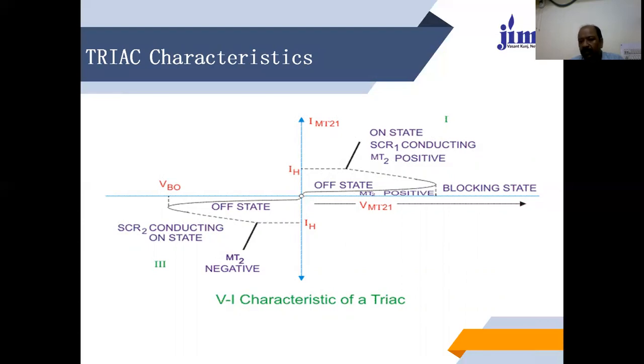But in the case of the triac, it can operate either in the positive half direction or in the negative half direction. The characteristics will be the same. There is an off state. Below this, the device is turned off, and up to the point where we reach here, there is a holding current.